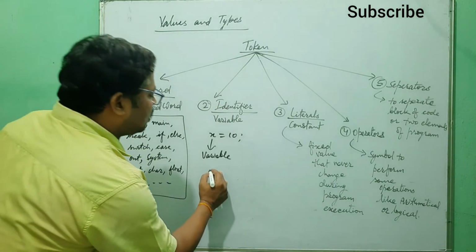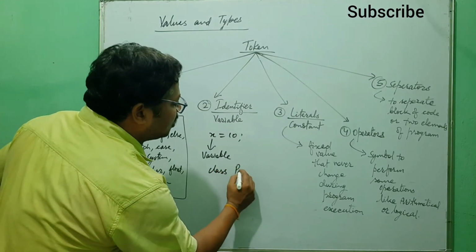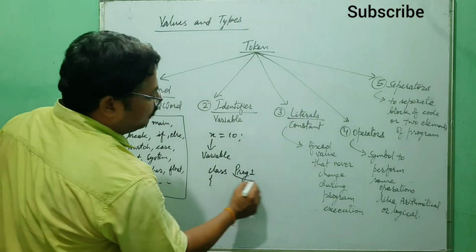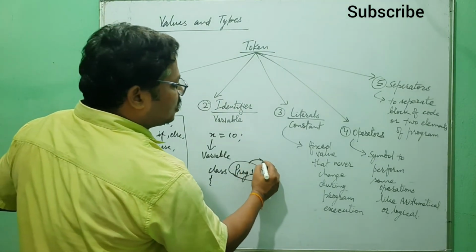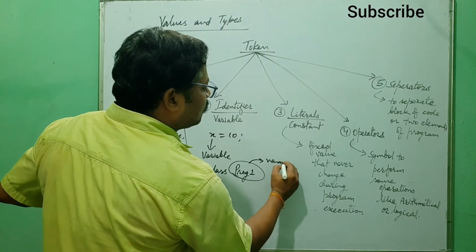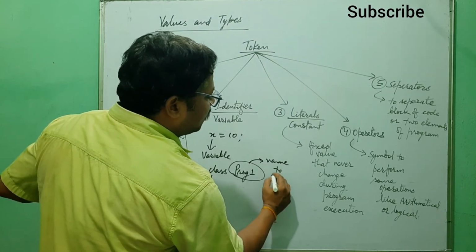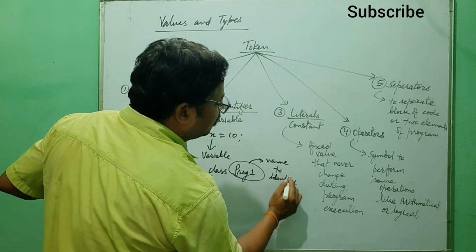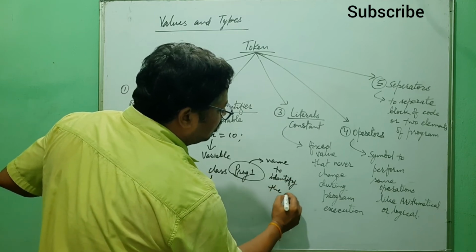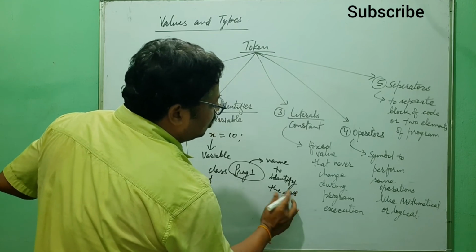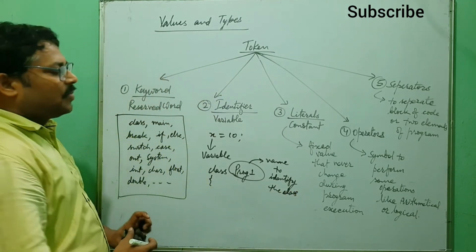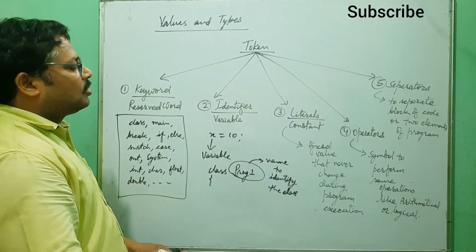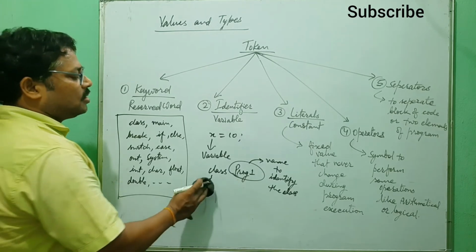Identifier: when we are writing a class and we have written program 1, here the name program 1 is given. This is the name to identify the class. Clear? To identify the class. So when we specify some name for the class, the method, or the variable, that is known as an identifier.